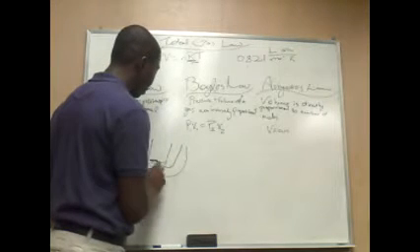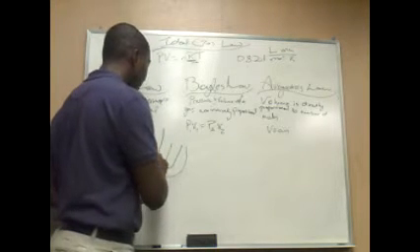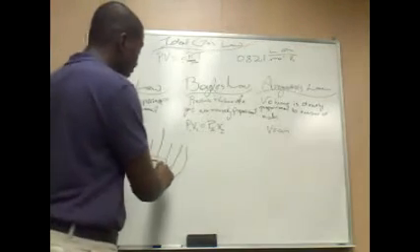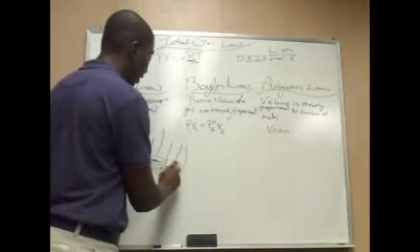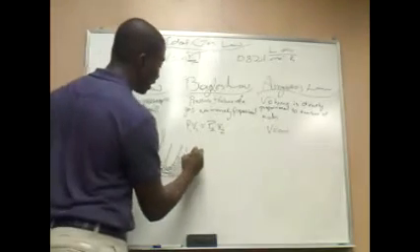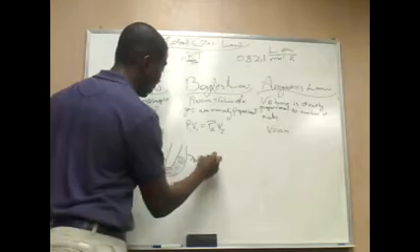And then all this is mercury. He set up a little plate, and he let the air pressure push this down until the mercury filled up to a certain level. And he found that this level was 760 millimeters.